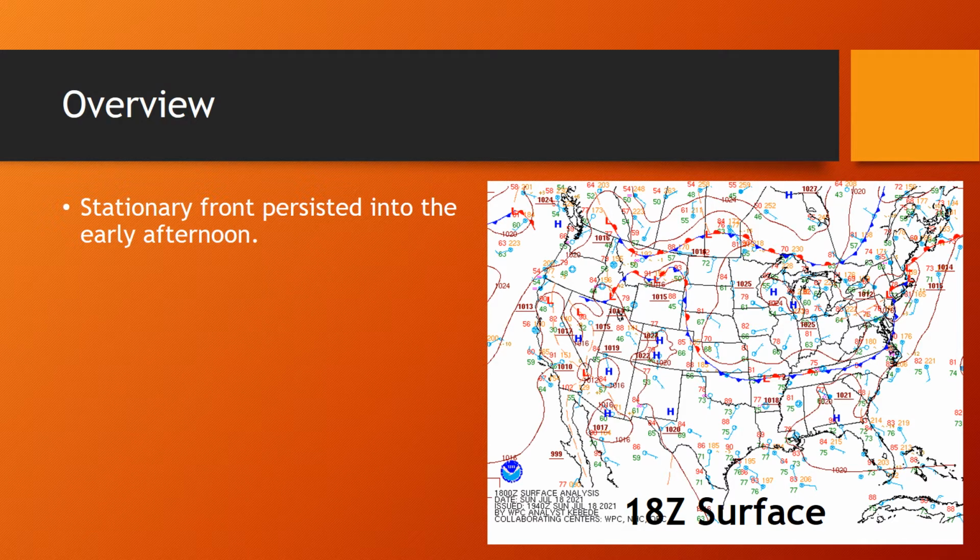As I mentioned, at 18Z, not a whole lot of change. So there is a little bit more of an eastward swing over the southern part of our area with that stationary front.